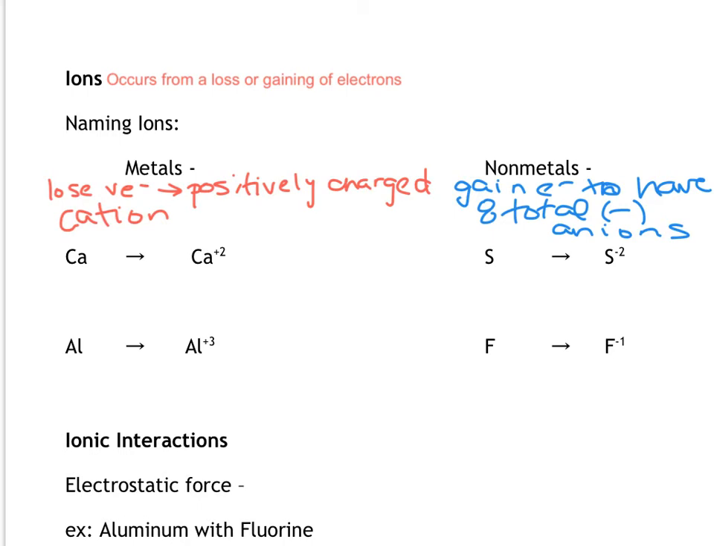When we say that a nonmetal wants to have 8 electrons, that's called an octet. So that means that all those electrons are present, they're all paired, and it has a full outer shell.